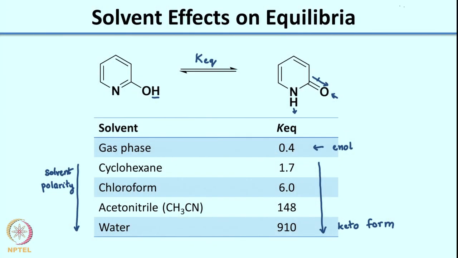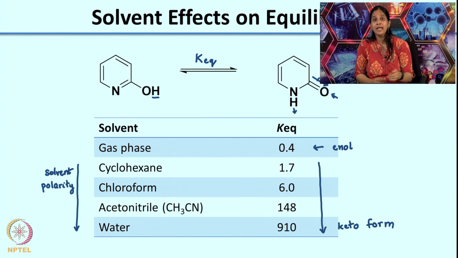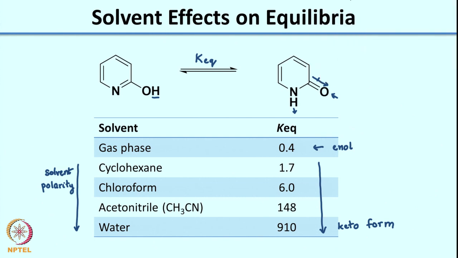So what you see is that solvent can have a drastic effect on the equilibrium constant. You are talking about a complete shift when you go from gas phase to solution phase, and even in the solution phase, you see an increase in the equilibrium constant as you increase the solvent polarity. So this is an example of how the solvent can shift an equilibrium for a particular transformation.